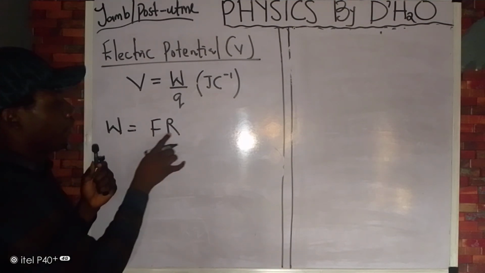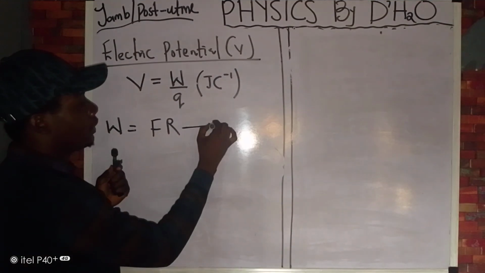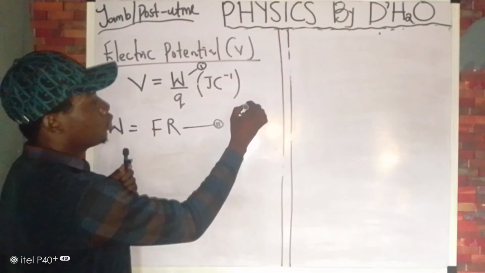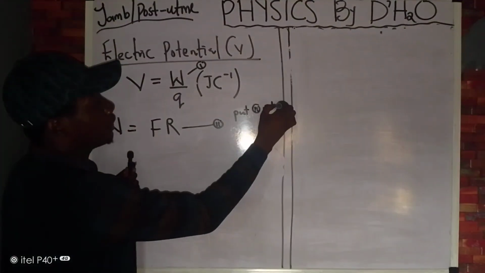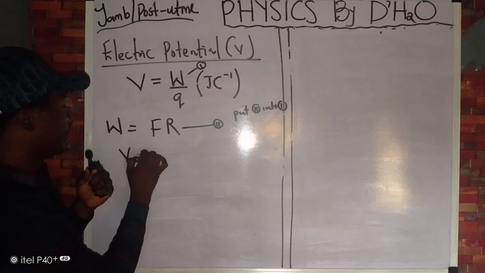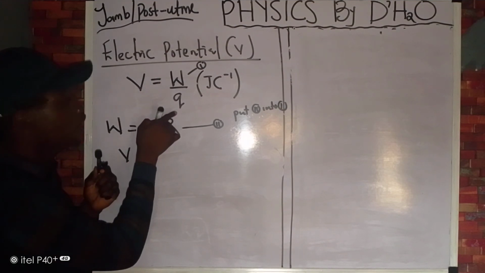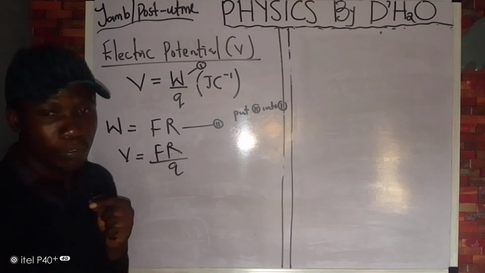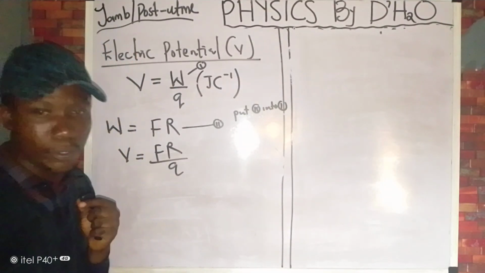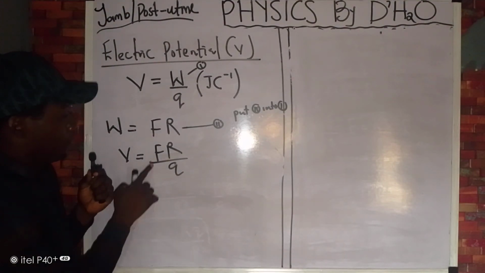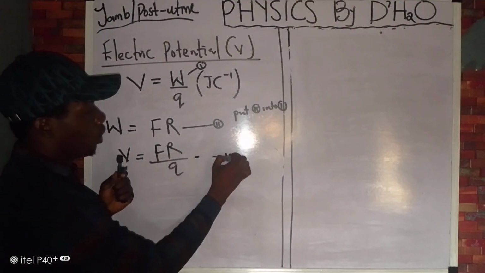Now, if work done is force times distance, if we call this equation 2 and call this equation 1, I can ask you to put 2 into 1. Oh yeah, let's do that quickly. So V will give us, instead of having work over charge, we are now having F times r over Q. F r over Q. Okay, if you have F r over Q, remember that this becomes equation 3.